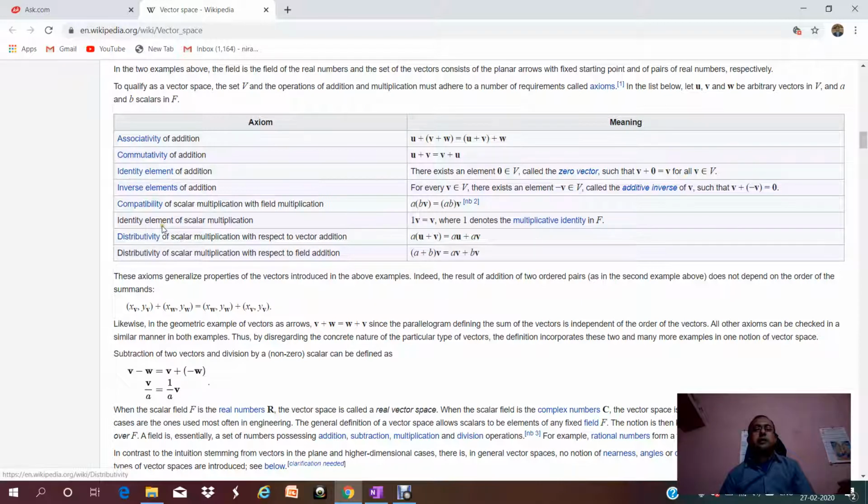And there must be an identity element in scalar multiplication. Scalar multiplication is over a field. We know that a field is an abelian group with respect to the operation multiplication, so there must be an identity element 1. The multiplicative identity 1 is in F. And distributivity: for the addition of two vectors, a(u + v) = au + av, and distributivity of scalar multiplication over field addition, (a + b)v = av + bv.